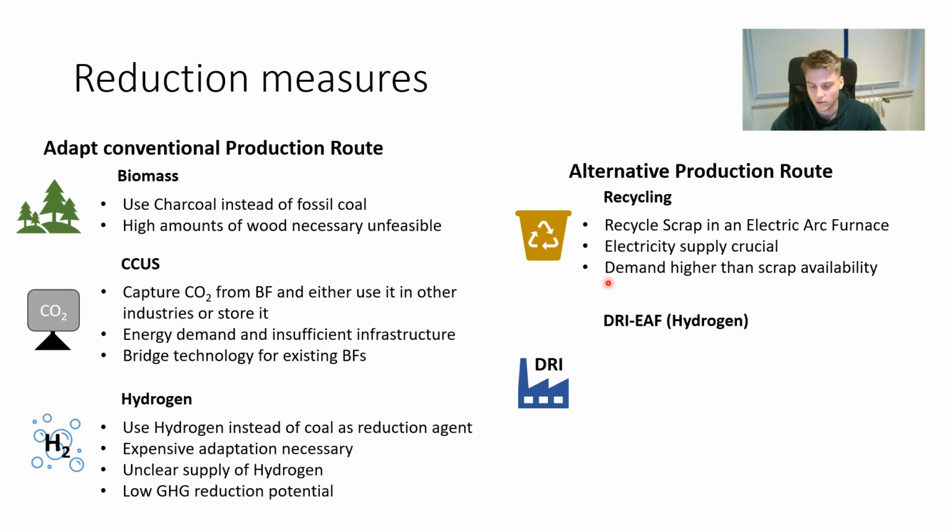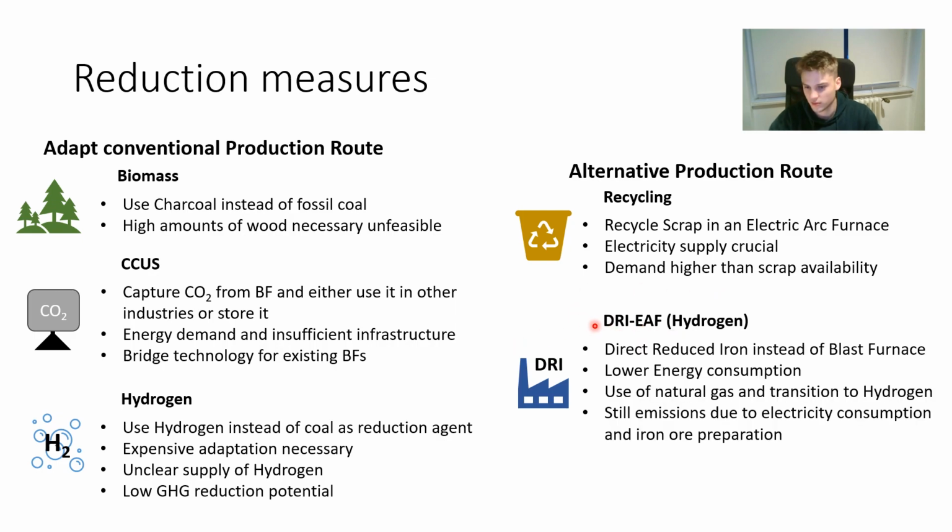In addition to that, we cannot count on recycling to meet all of our steel demand. We require more steel than we produce scrap. Only around 40% of the steel production in the future could be met by recycling. Even with the higher rates of recycling, we still have to look at the primary production or the new production of steel. And here the most promising production way is the direct reduced iron EAF route.